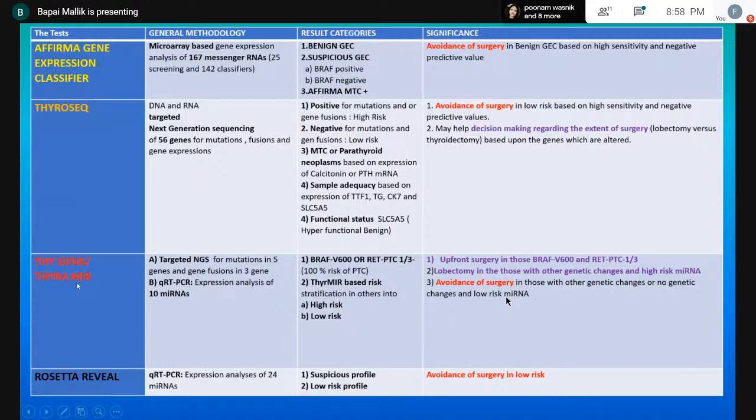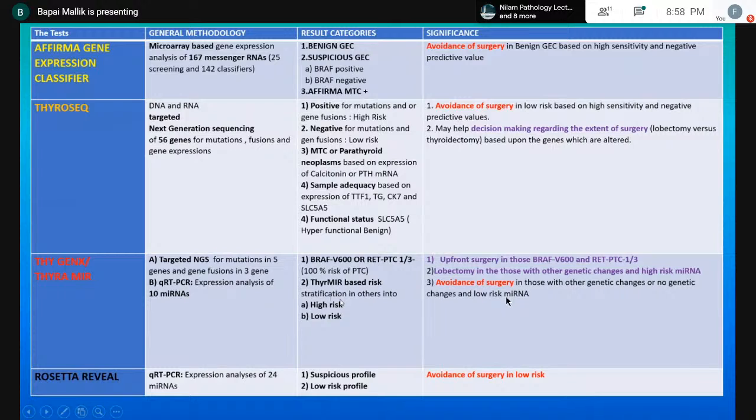The other one is ThyroGenX, where you are looking for this particular BRAF V600 or RET/PTC. These patients, you can say that they are 100% papillary thyroid carcinoma, so you just go up for surgery, and they can go for a near total thyroidectomy. And then next you do the microRNA analysis.